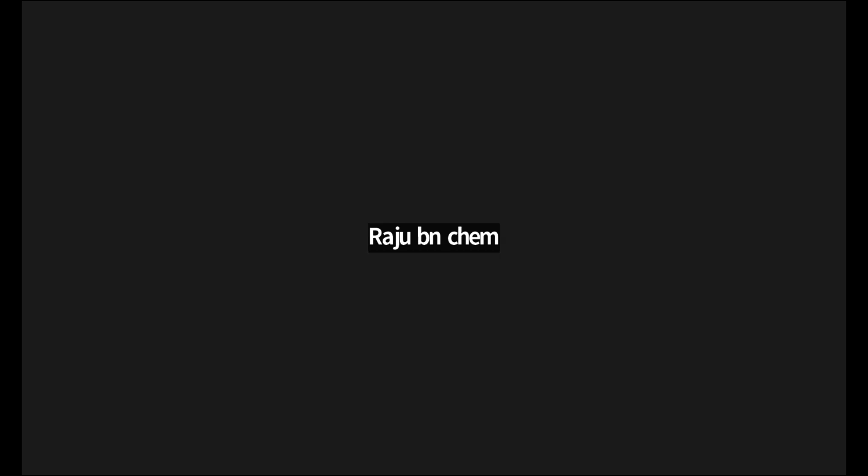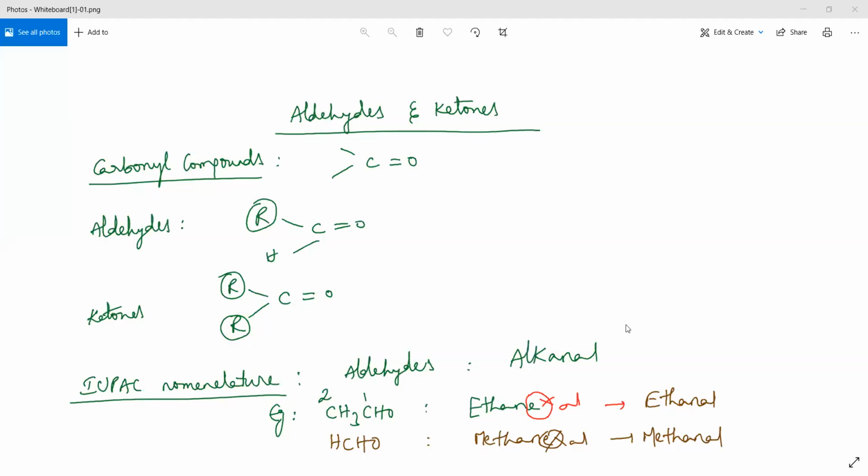There is more to aldehydes and ketones. So aldehydes and ketones are collectively called carbonyl compounds. That is aldehydes and ketones. There they will have a C double bond O.